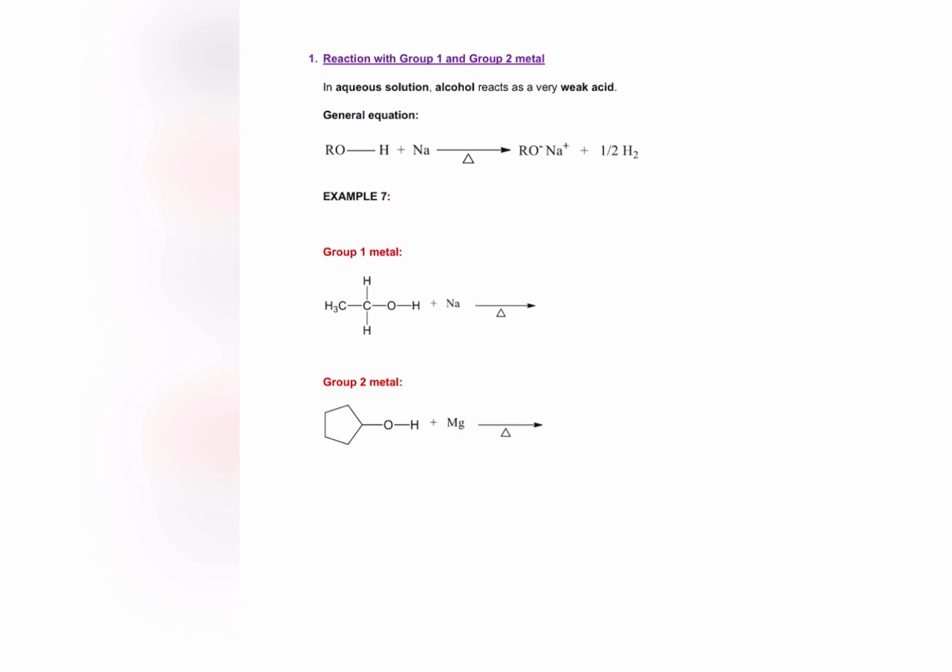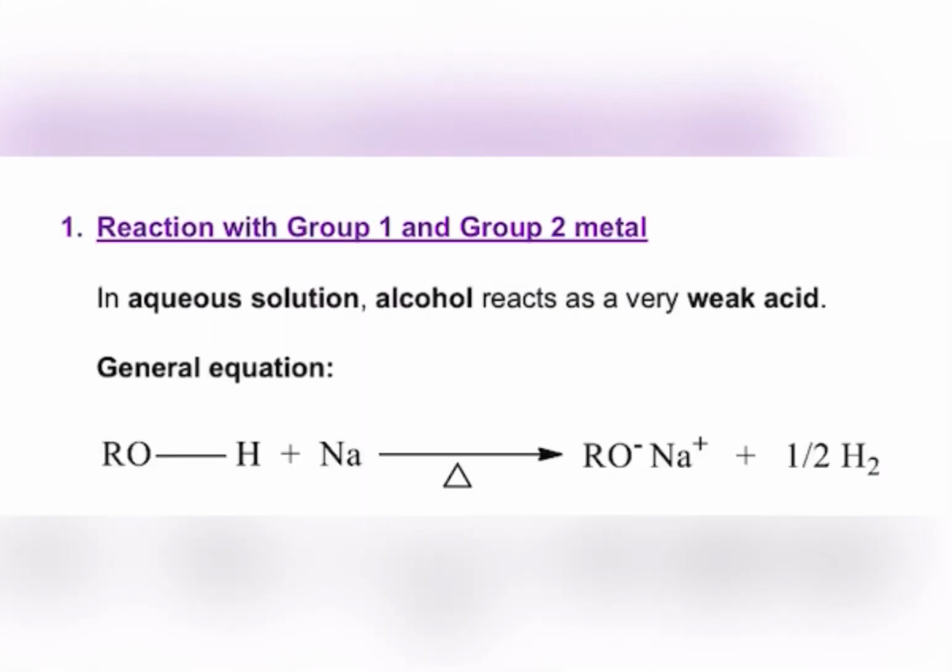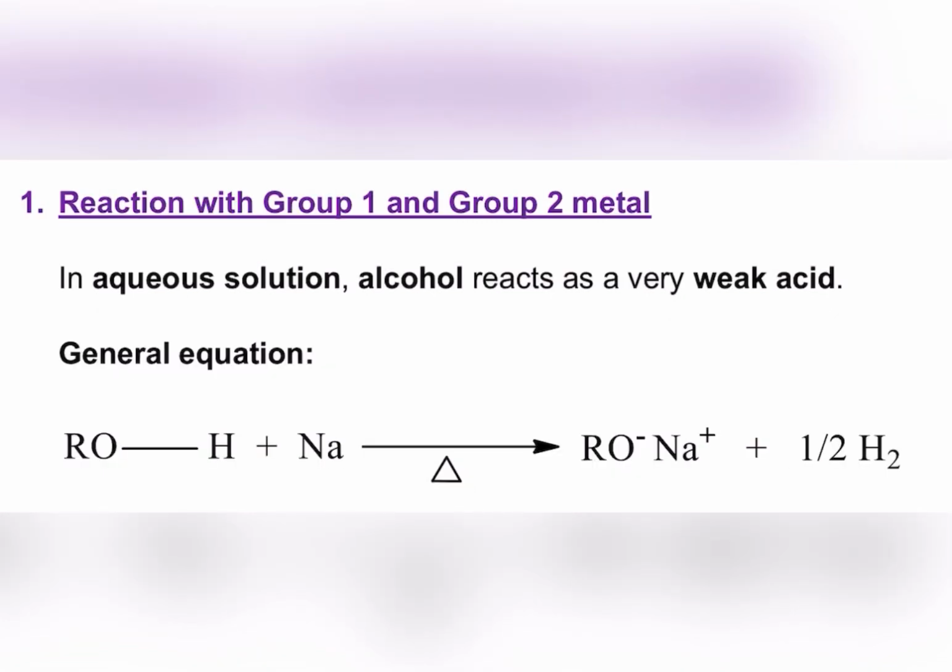Alright, let's continue with the first reaction, which is reaction with group 1 and group 2 metals. For your information, alcohol reacts as a very weak acid in aqueous solution. As you see here, for the reaction between alcohols and metal, I take one metal, sodium metal, which is from group 1. It reacts with alcohol under hot conditions, and you will get the products just like this one.